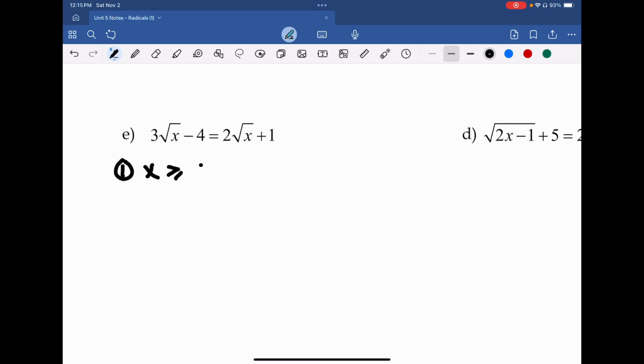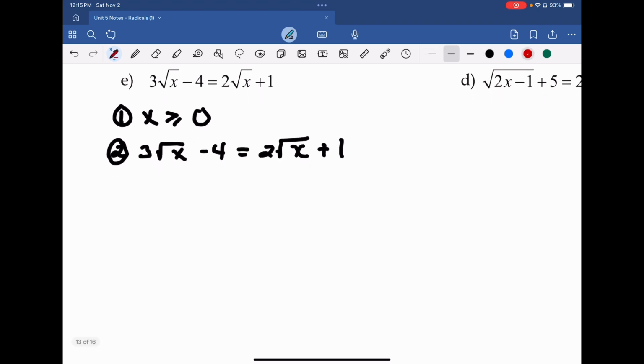So x must be greater than or equal to 0, because we can't have a negative radical here. Once we state this, we can go into our problem solving and say, well, if I take 3 times the square root of x minus 4 is equal to 2 square root of x plus 1, I'm going to start by isolating the radical, moving the 2 square root of x over to the other side, and at the exact same time, I'm going to move the 4 over from the left to the right.